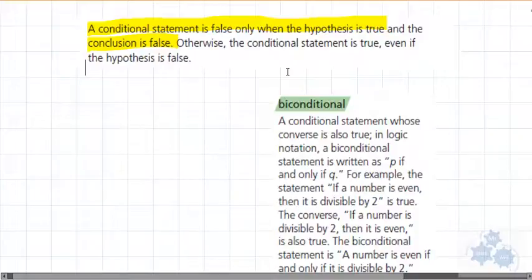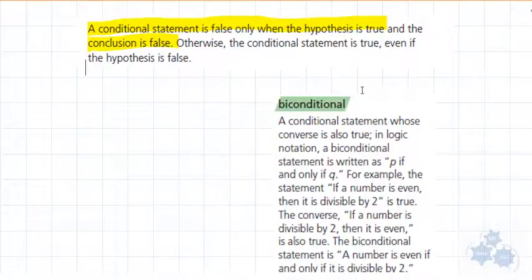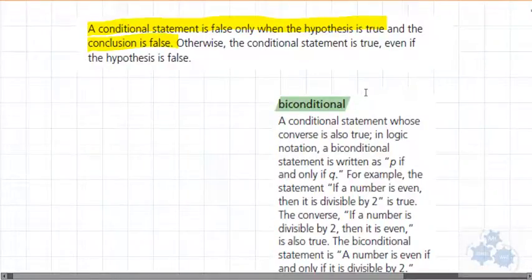Okay, so the next thing I want to talk about is something called biconditional. Bi means two, so you can think about it this way. It kind of goes both ways, goes two ways. So if P, then Q, but also if Q, then P. If both of those statements are true, then we have something special called a biconditional statement. So what is a biconditional statement? It's a statement whose converse is also true.